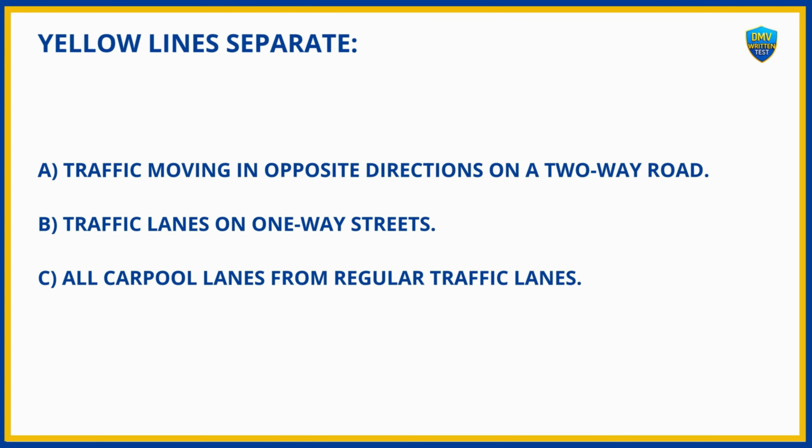Yellow lines separate traffic moving in opposite directions on a two-way road. B. Traffic lanes on one-way streets. C. All carpool lanes from regular traffic lanes. And the answer is: traffic moving in opposite directions on a two-way road.